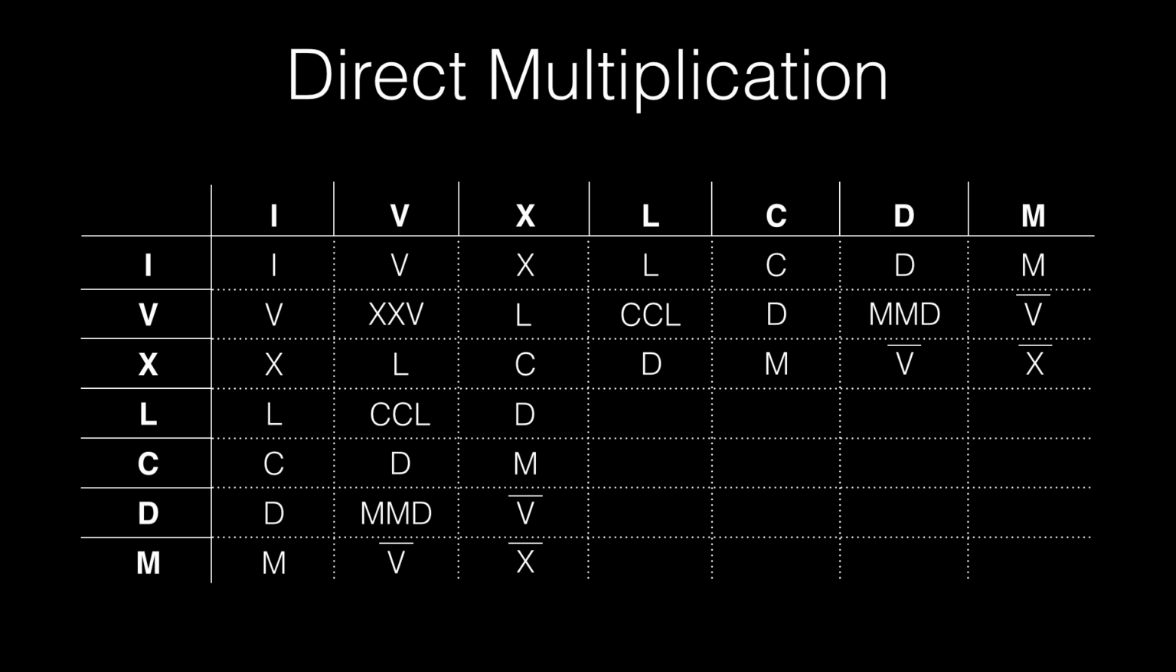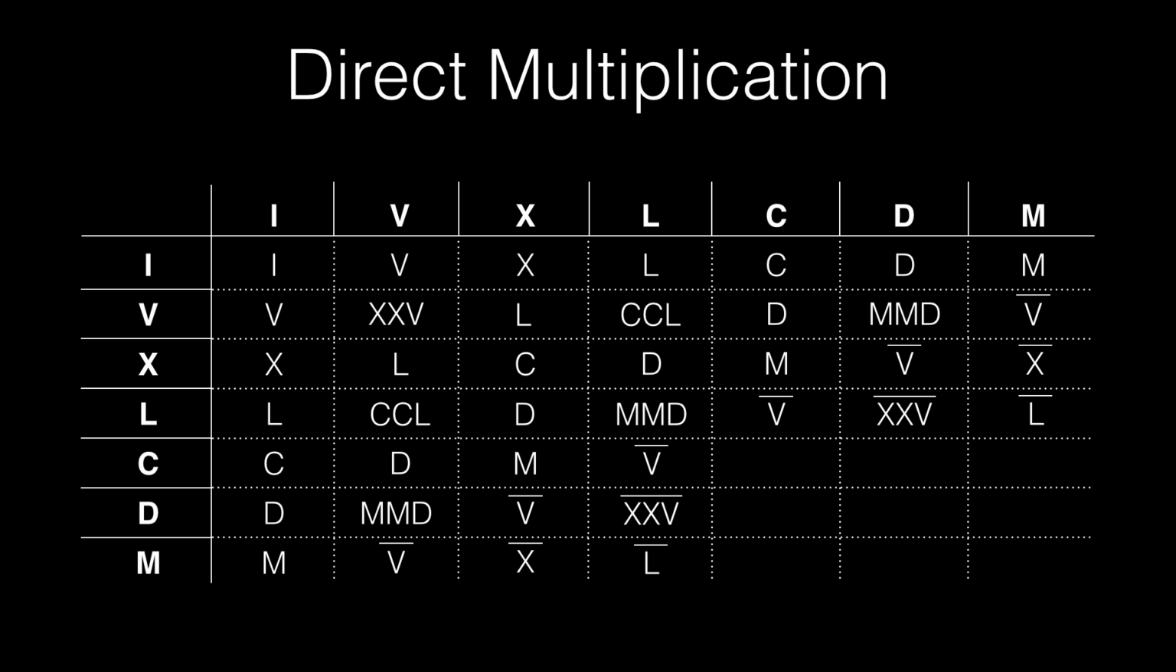So as you can see, numbers like 5000 and 10,000 can actually occupy less space than the other numbers. Okay, now L times L is MMD, 2500. L times C is V bar. L times D is XXV bar. L times M is L bar. You must have noticed that multiplying anything by M adds a bar over it.